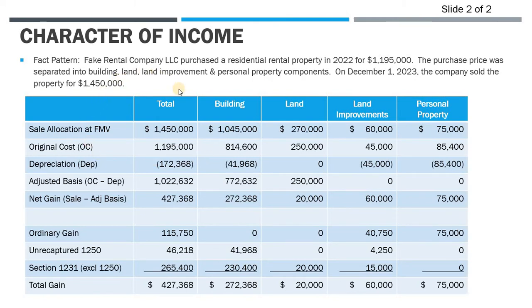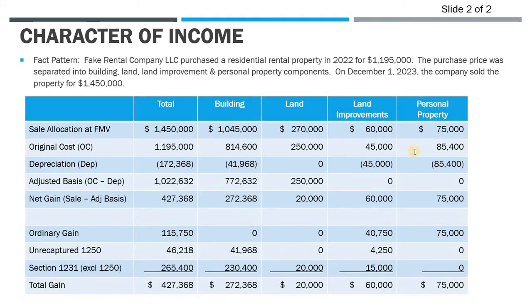So in our fact pattern here, we've got the rental company that bought a residential rental property last year, in 2022, for $1.195 million. And then the purchase price was allocated across all the components: the building itself, the house, land improvements, and then the personal property components. And then in the current year, 2023, the company sold that property for $1.45 million. So if we look at this chart here, let me explain what we've laid out. On the top row, we've got the different types of components that were part of the sale: the building itself, the land element, the land improvements, and the personal property.